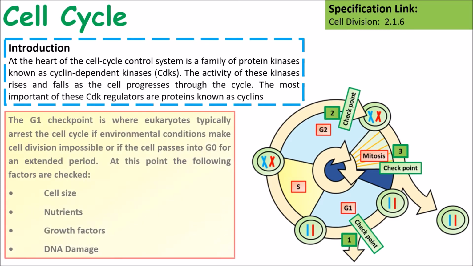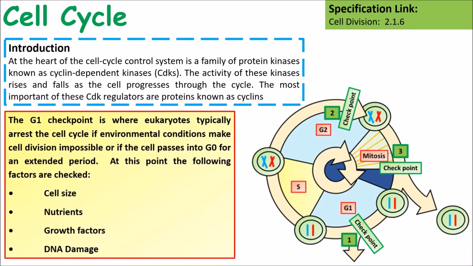So the G1 checkpoint is where you typically arrest cell division if environmental conditions make cell division impossible, or if the cell passes into G0 for an extended period of time. At this point, the following checks are carried out. It checks for cell size, nutrients in the cell, growth factors, and most importantly, if there is any damage to the DNA.